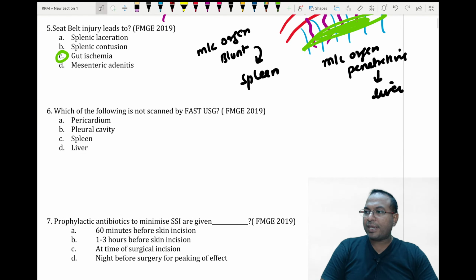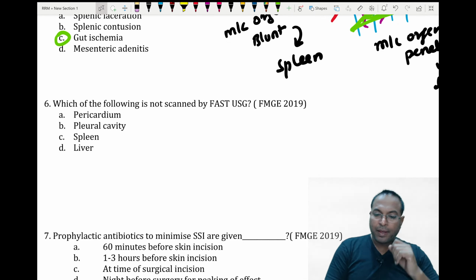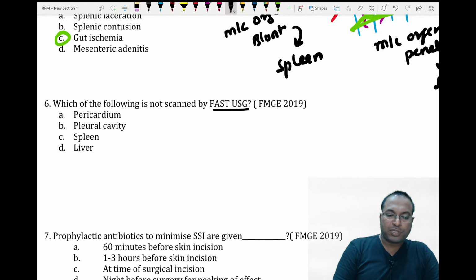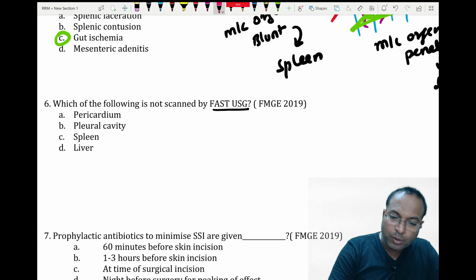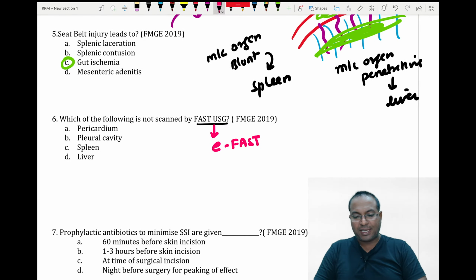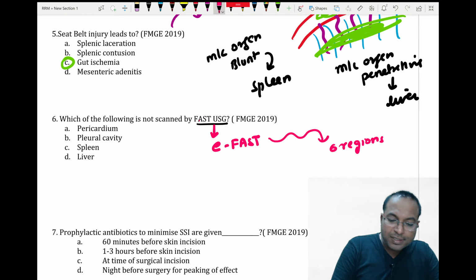Which of the following is not scanned by fast ultrasound? Very interesting question. Simple question. You have to understand that the new thing we are doing now is E-fast. Previously we were doing fast. What is E-fast? E-fast is 6 regions scanned by the radiologist. Fast is only 4 regions scanned by the radiologist.